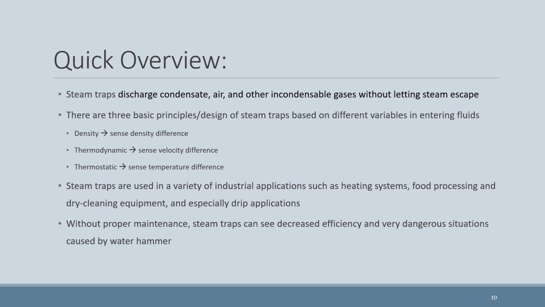Here is a quick overview of the important topics we discussed. Steam traps are designed to discharge condensate and any other incondensable gases without letting steam escape. There are three basic designs of steam traps, which are chosen specifically based on sensing different variables in entering fluids. Steam traps are used in a variety of applications in the industrial world, most commonly in drip applications. And without the proper maintenance and routine checks, efficiency can decrease tremendously, or worse, have a dangerous event occur due to water hammer.